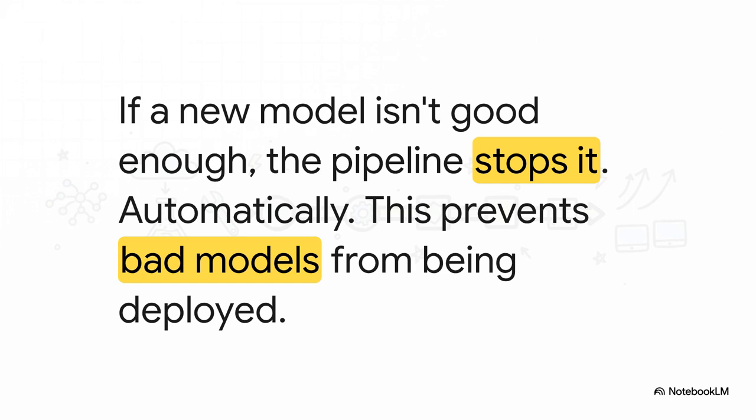You can literally tell your pipeline, hey, do not deploy any new model unless its accuracy is at least 85%. So if a new version gets trained and it doesn't meet that bar, the pipeline just fails. Automatically, it stops a bad model from ever even getting close to your users.